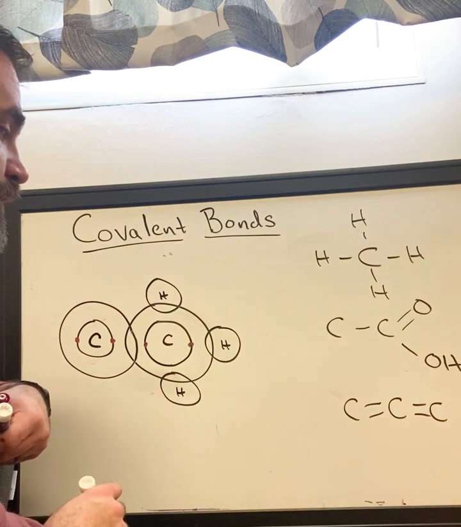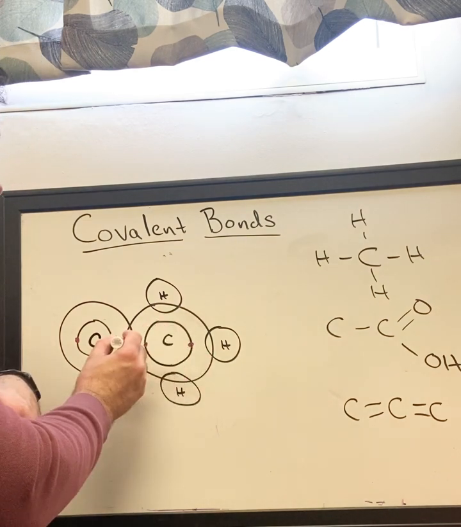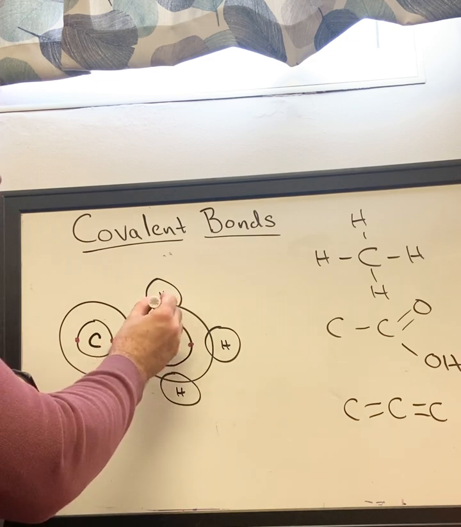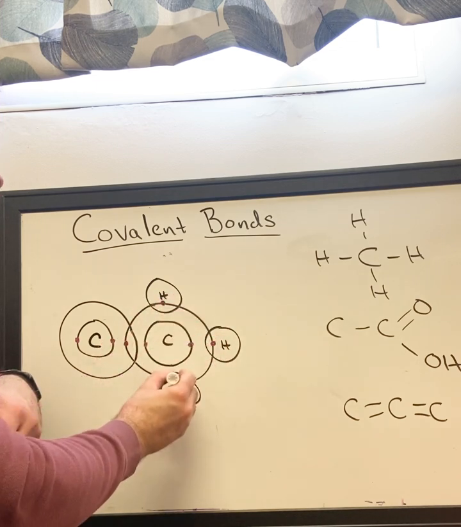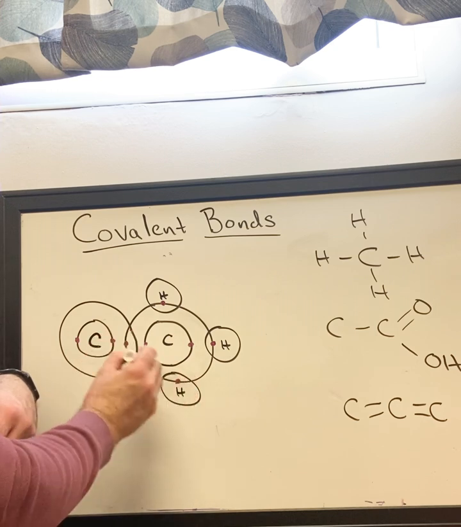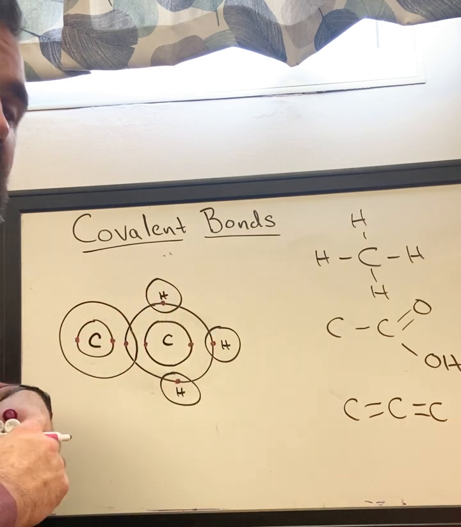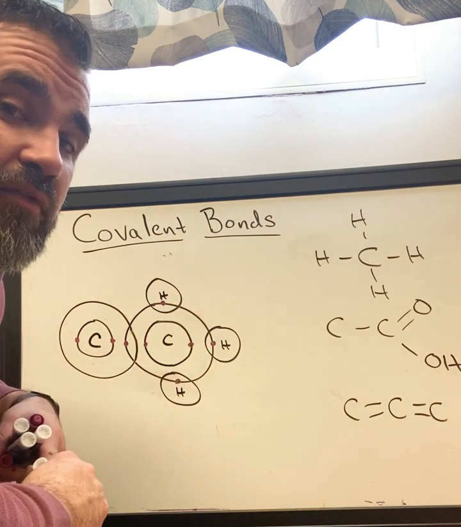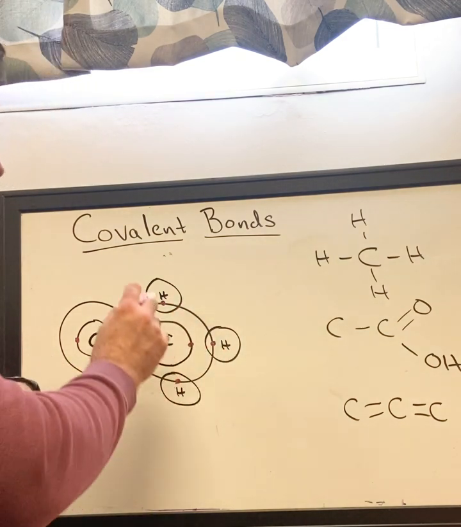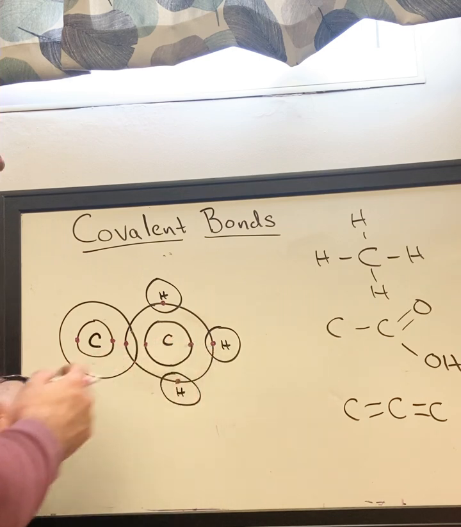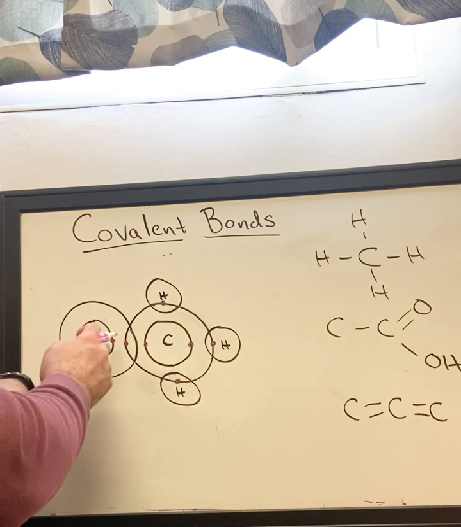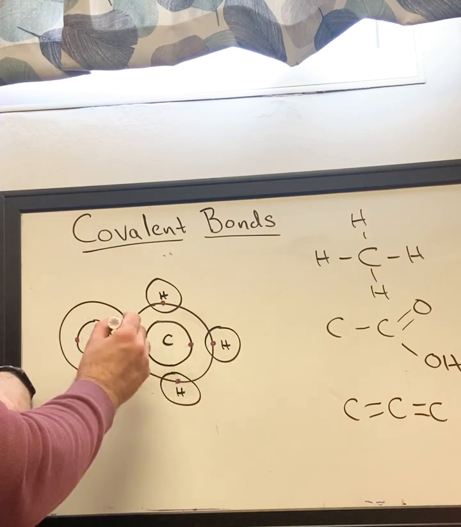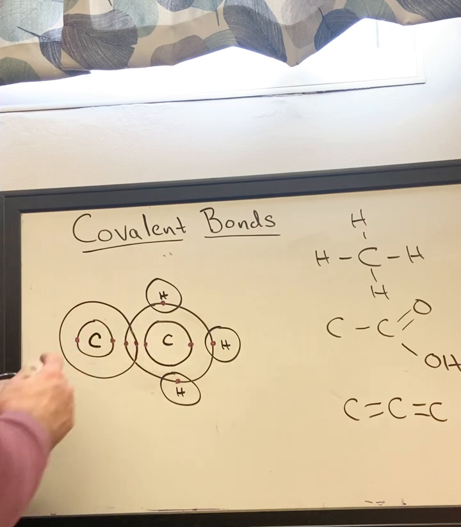So what happens here? Well, this carbon is going to share an electron with this carbon, share an electron with this hydrogen, and this hydrogen. So that's its 1, 2, 3, 4 valence electrons. It's going to share each of those with each of these other atoms, right? So it shares one with this hydrogen, shares one with that hydrogen, shares one with this hydrogen, and shares one with this carbon. So this carbon will share one, okay?